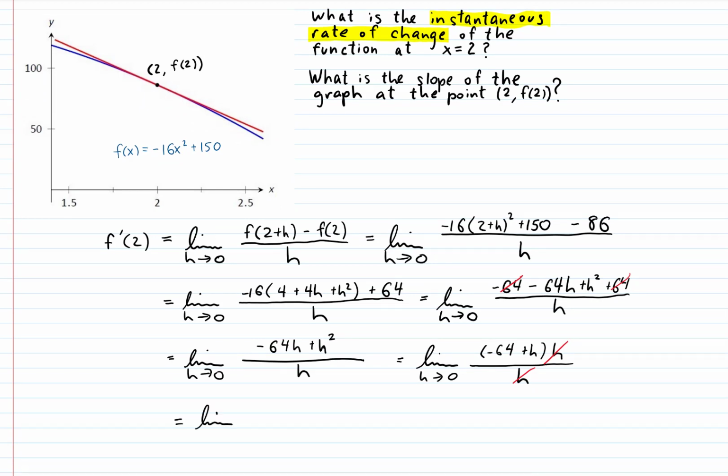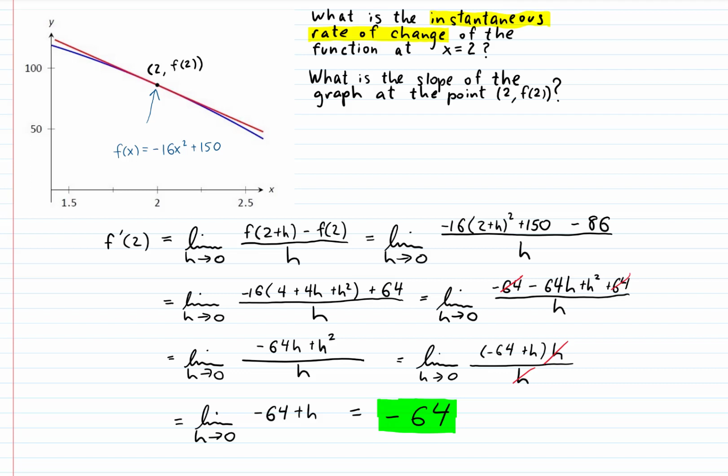We have the limit as h goes to 0 of negative 64 plus h. All right, let h go to 0, and what do you end up with? You end up with negative 64, and there's our answer. So the slope of the parabola right there is negative 64. Okay?